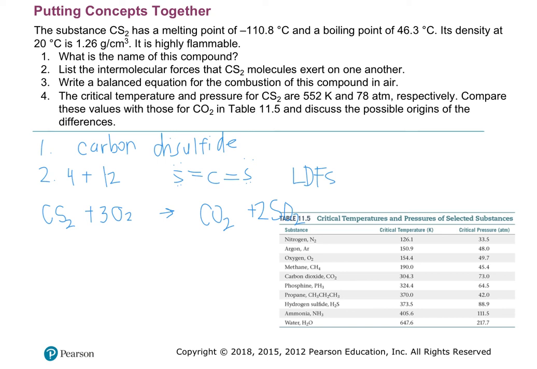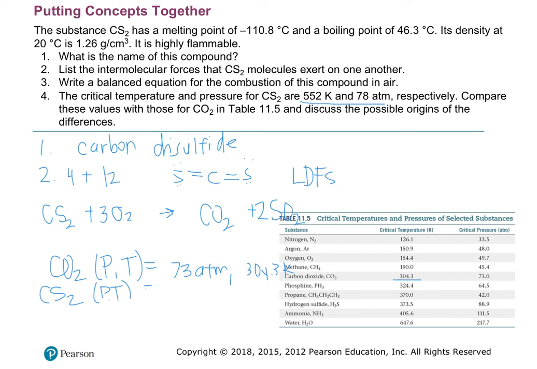The critical temperature and pressure for CS2 is 512 and 78, so that's where we have that critical point. Compare these values with those for CO2 and discuss the possible origins. So carbon dioxide is at 304 and 73. So the critical pressure is 73 atmospheres and the temperature is 304.3 Kelvin.